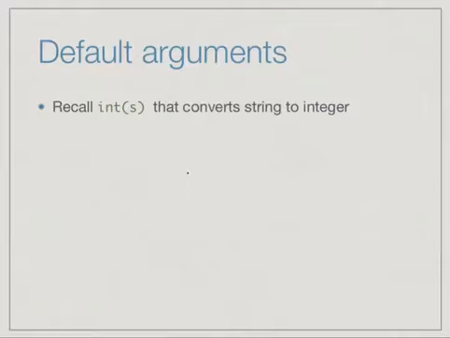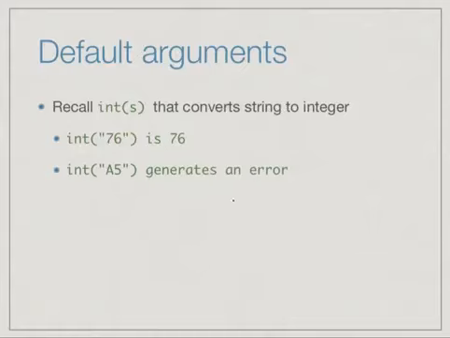Another nice feature of Python is that it allows some arguments to be left out and implicitly have default values. Recall that we had defined this type conversion function int(s), which will take a string and try to represent it as an integer if s is a valid representation of an integer. So if we give it the string 76, then int would convert it to the number 76. If on the other hand we give it a string like a5, since a is not a valid number, a5 would actually generate an error.